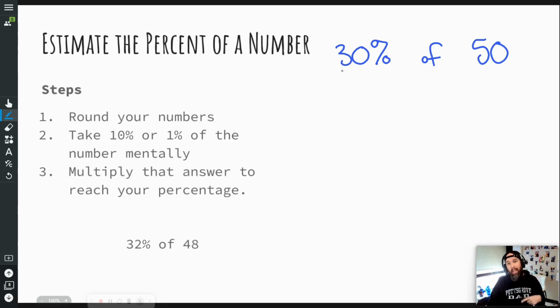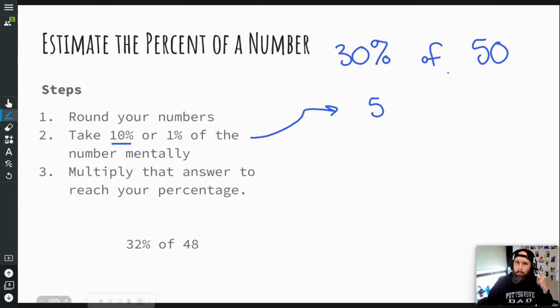Now, when you take 10% of something, you divide your number by 10, which means you hack off a 0. So when you take 10% of a number, you take that number and hack off a 0. So in my brain, I'm thinking this means 5. So 10% of 50 is 5.